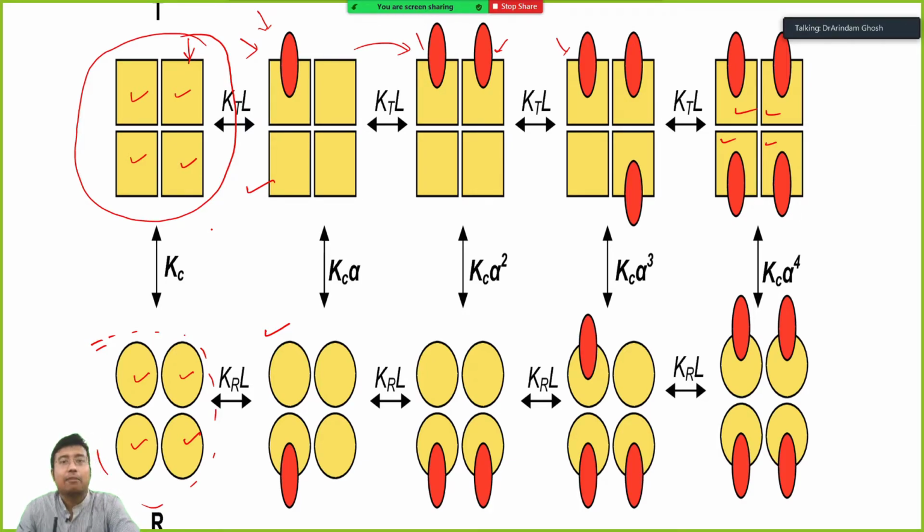This is the second hypothesis: no single change in monomeric conformation of hemoglobin. And the third thing they proposed is that oxygen binds to both taut and relaxed form, and they are at equilibrium.